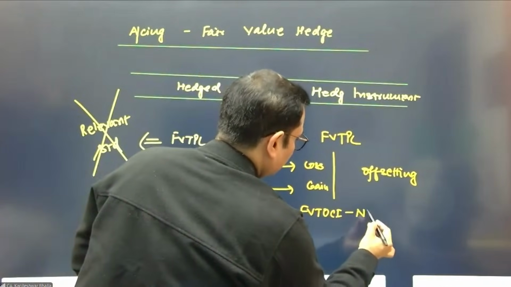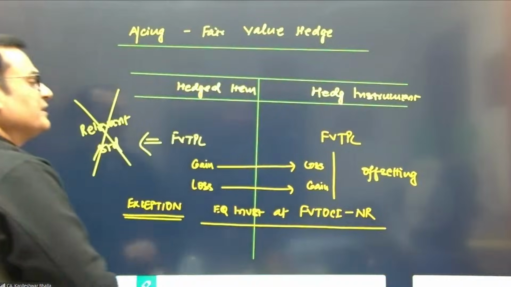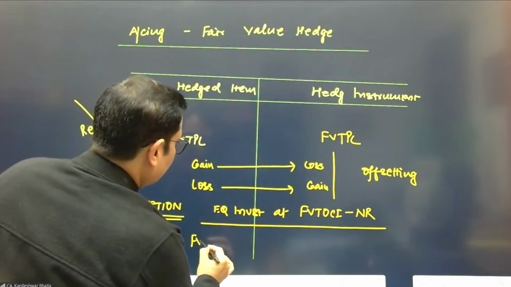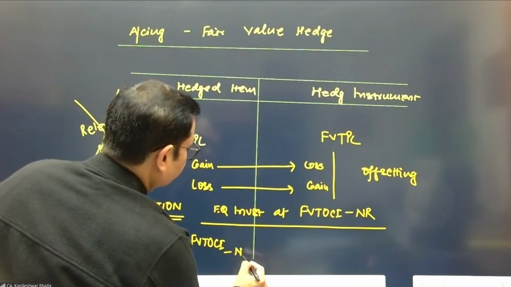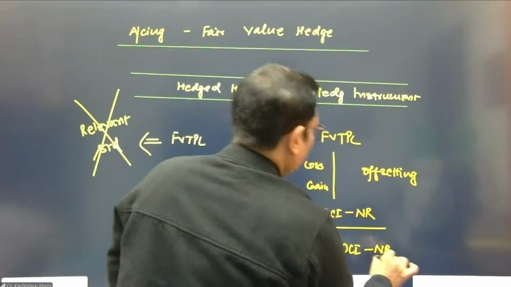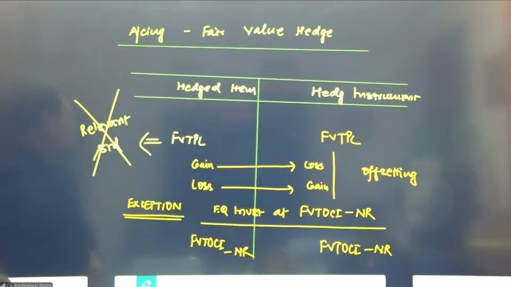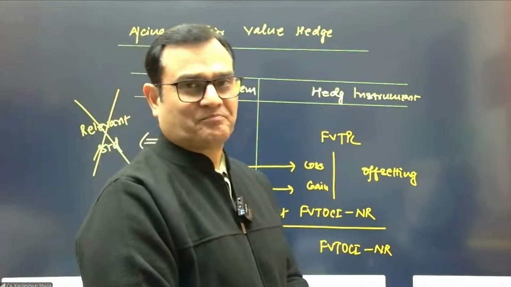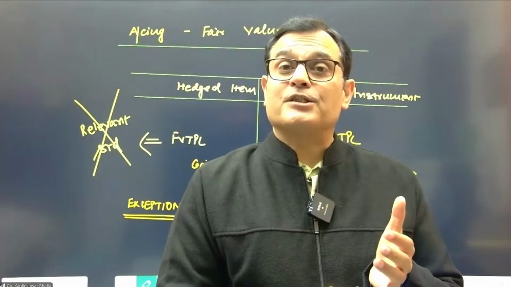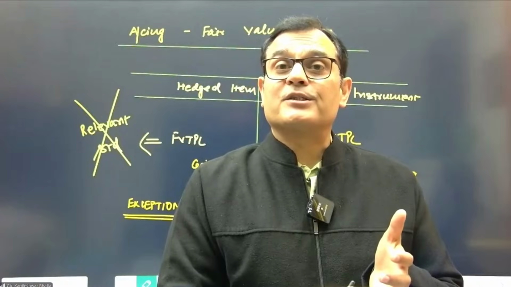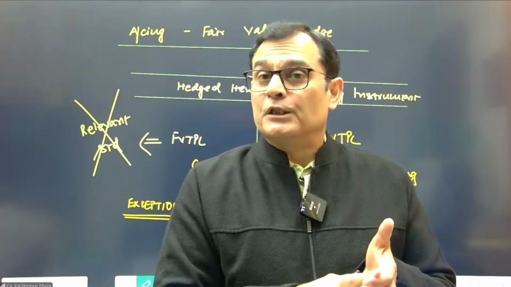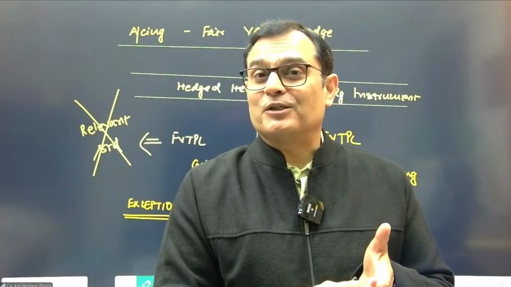FVTOCI NR. So if a company has got equity investments at FVTOCI NR, the hedged item will be accounted at FVTOCI NR. The derivatives will also be accounted at FVTOCI NR. No FVTPL. No FVTPL. I love this exception. See the level of protection they've given to the equity investments. Unrealized gains and losses, OCI. Realized gains and losses, OCI. Impairment not applicable. Even if you bring it under the ambit of hedging, you have to take the fair value changes in the OCI and not the P&L.